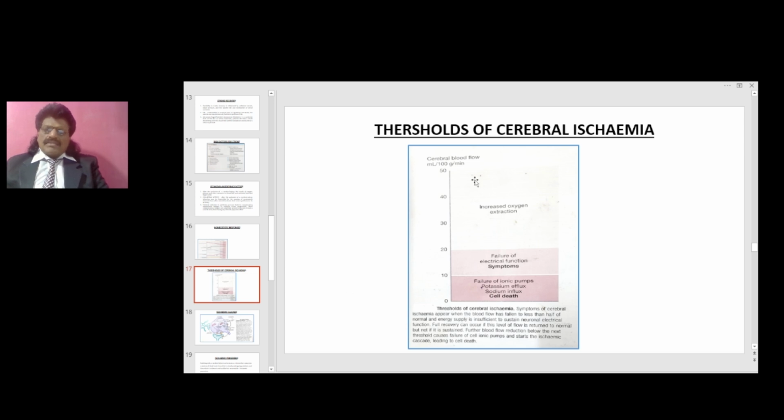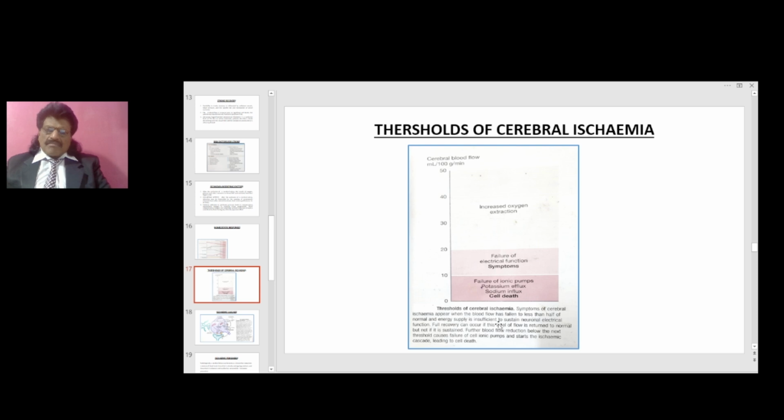Thresholds for cerebral ischemia. This is the cerebral blood flow, in ml per 100 grams per minute: 50, 40, 30, 20, 10, 0. When there is a fall, initially there is an increased oxygen extraction, but below 20 ml per 100 grams per minute, the failure of electrical function starts, so symptoms start appearing. Below about 10 ml per 100 grams per minute, there is failure of ion pumps, potassium efflux, sodium influx, and there is cell death. So these are the thresholds of cerebral ischemia.